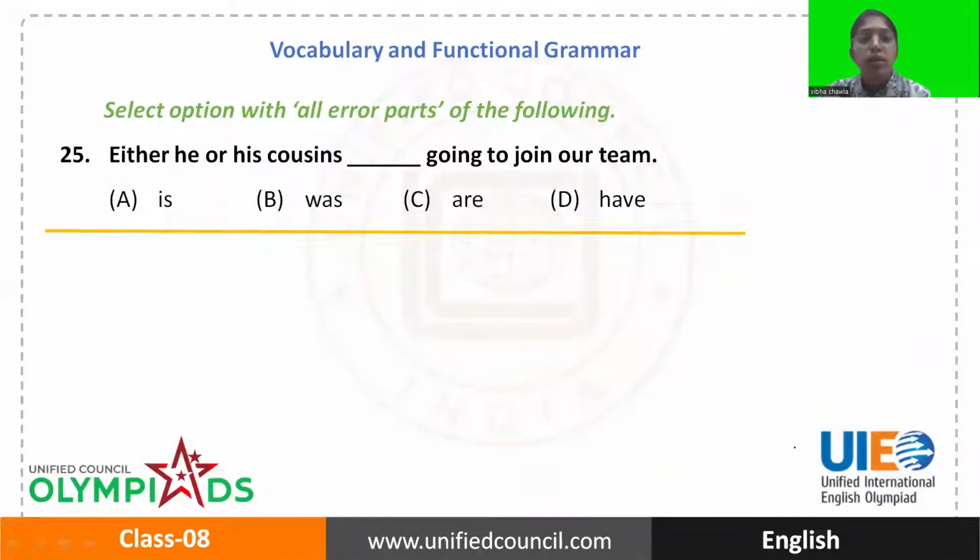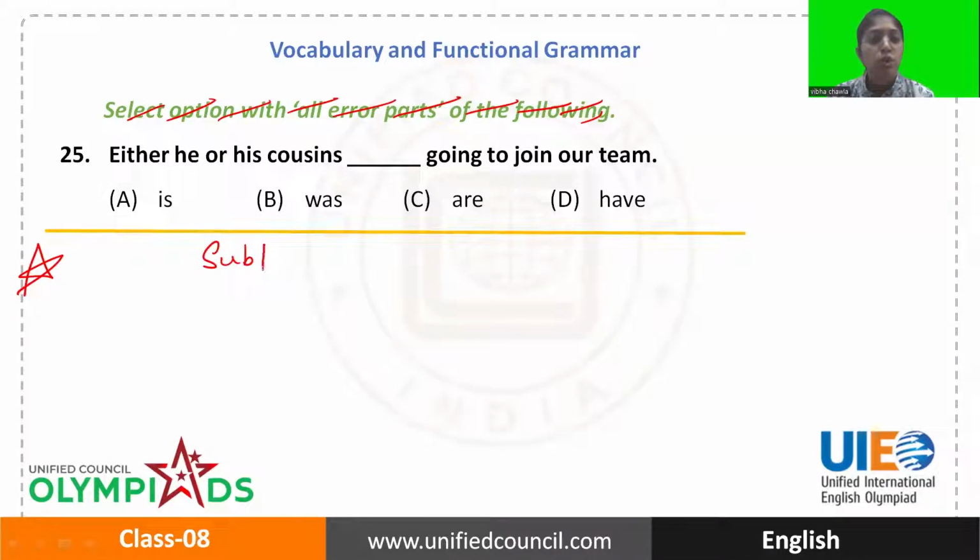Either he or his cousins plan going to join our team. Okay, it's fill in the blanks. Either he or his cousins plan going to join our team. Is, was, are, or have. So this is a very important concept. Let me tell you.